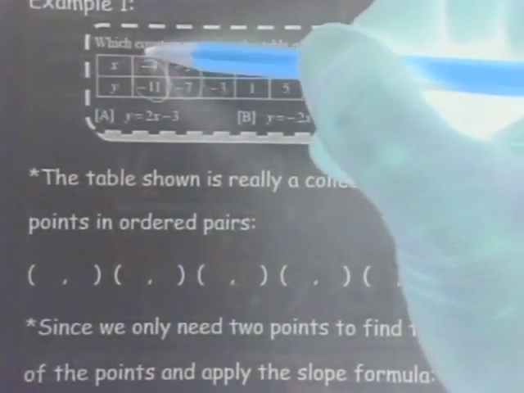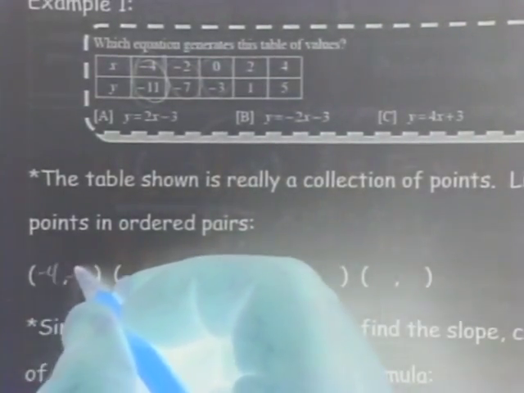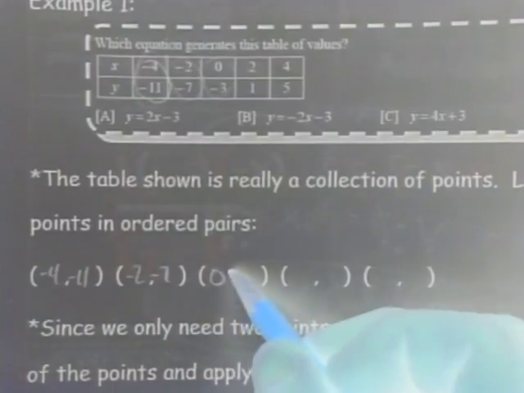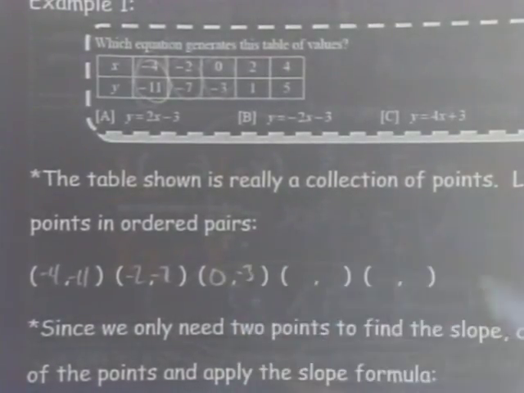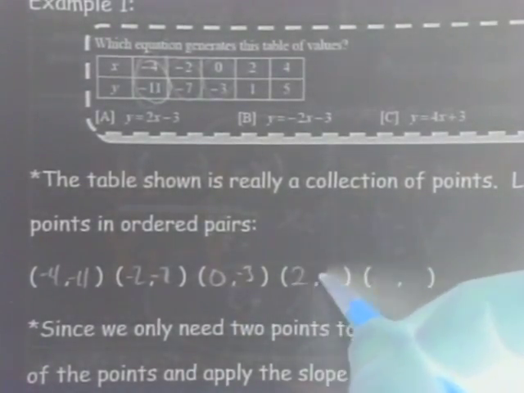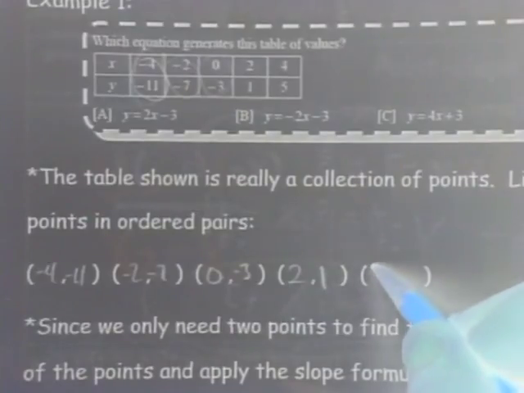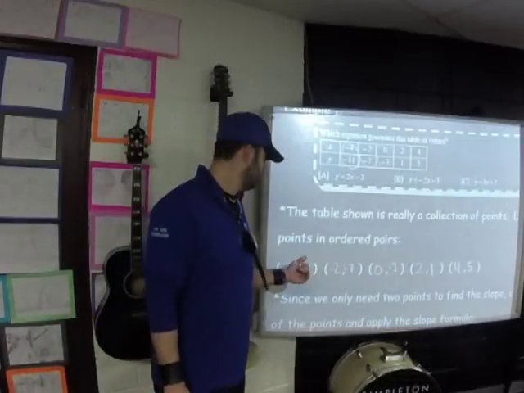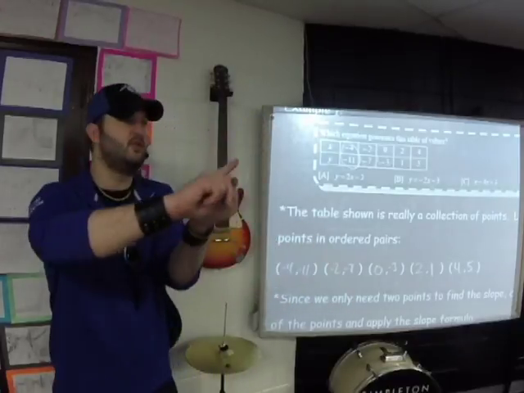So what's the first point? -4 and -11. So the point is -4, -11. The second point is what? -2, -7. And then 0, -3, right? And we got a 2, -1. And you got a 4, 5. So how many points do you get in this table? 5. Some tables will only give you 2 points.